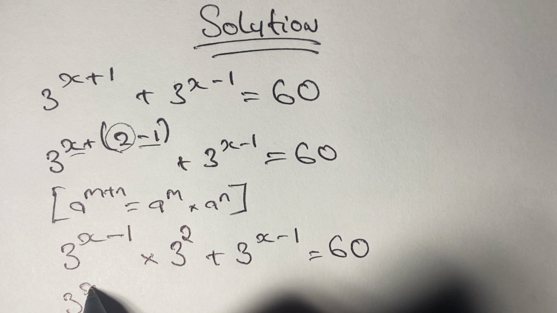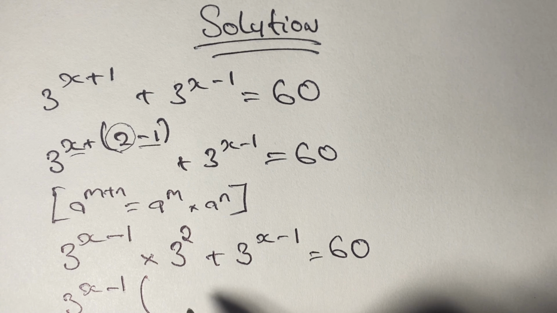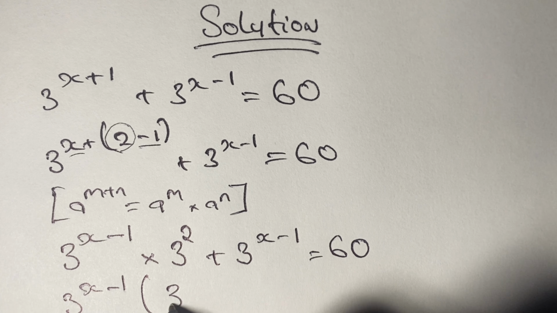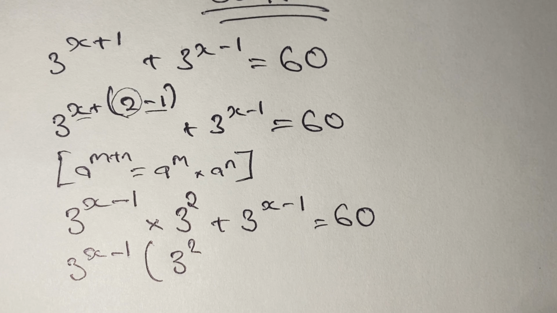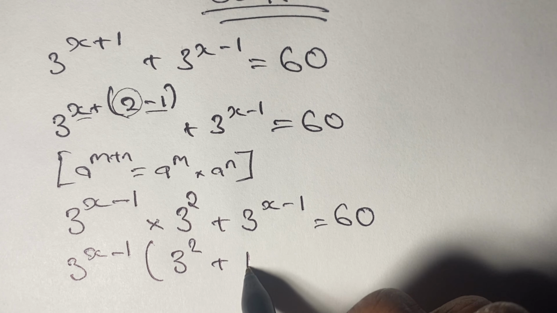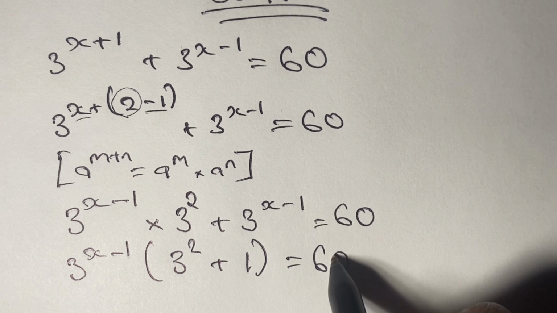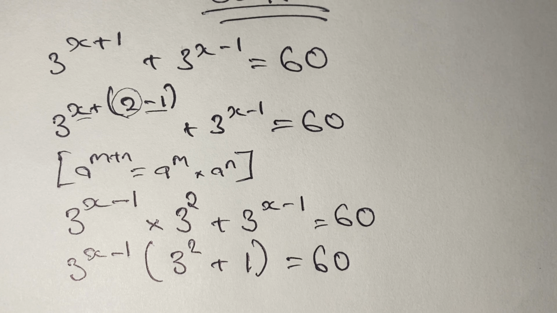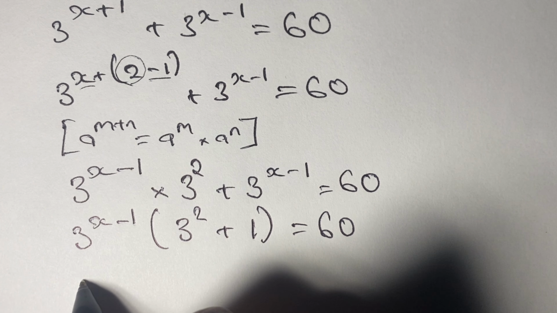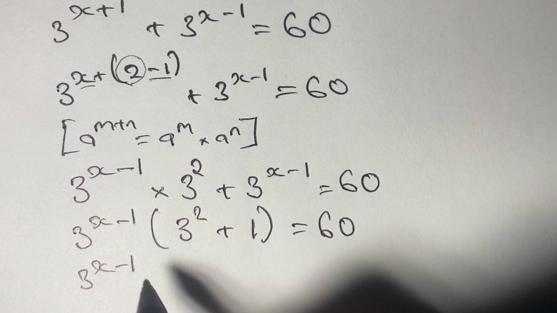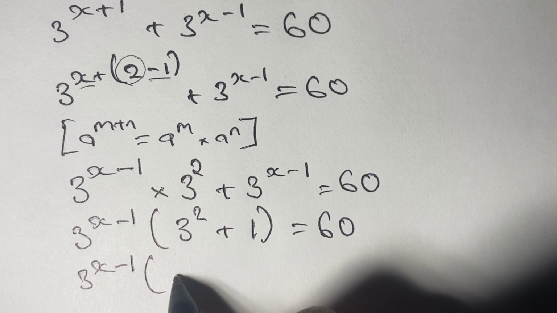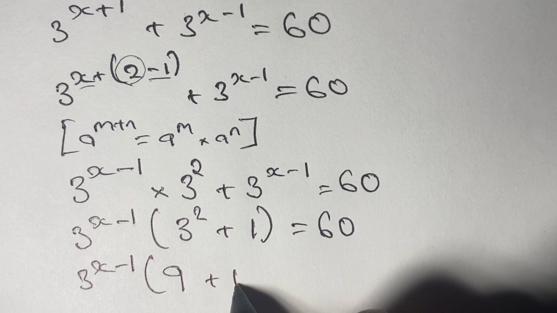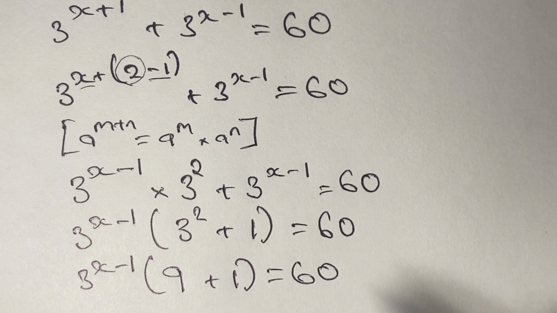So in factoring this out, we would have 3 to the power of x minus 1 in bracket. We'd keep back our 3 squared, then plus. Factoring out 3 to the power of x minus 1 will give us plus 1. So we'd have 3 squared plus 1. We have that all equal to 60. Now just to write out what we have here, we know 3 squared is 9. We have that plus 1 is all equal to 60.